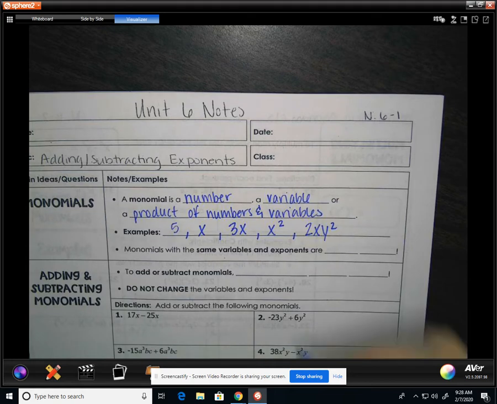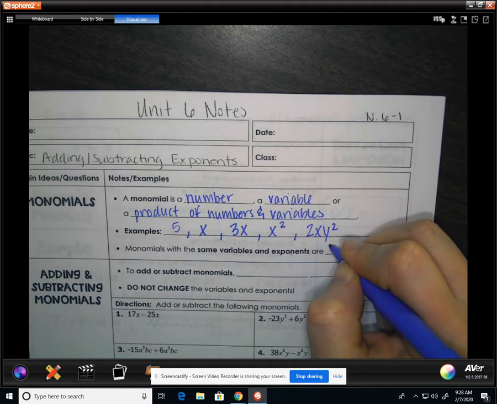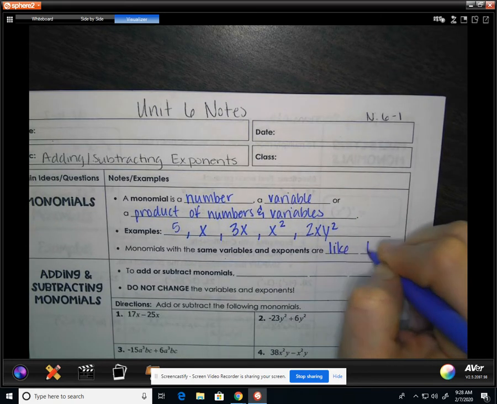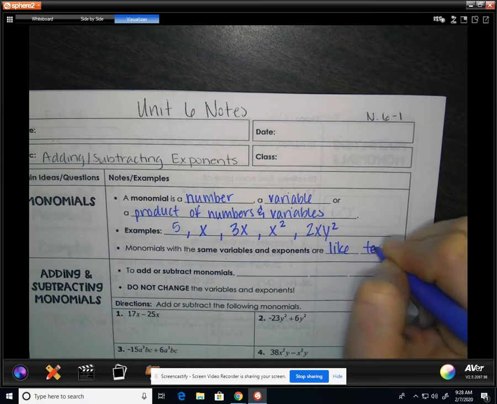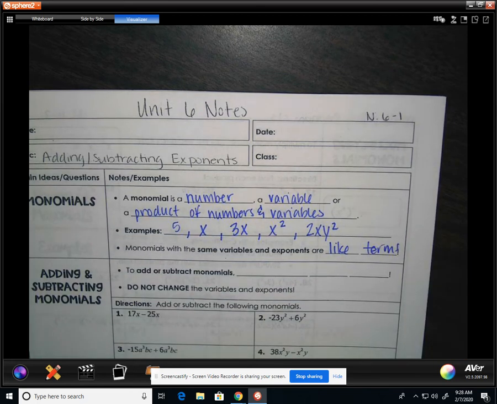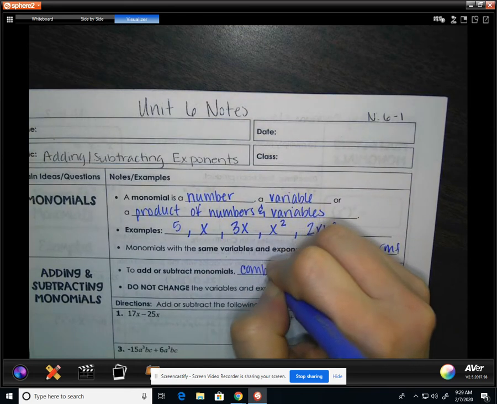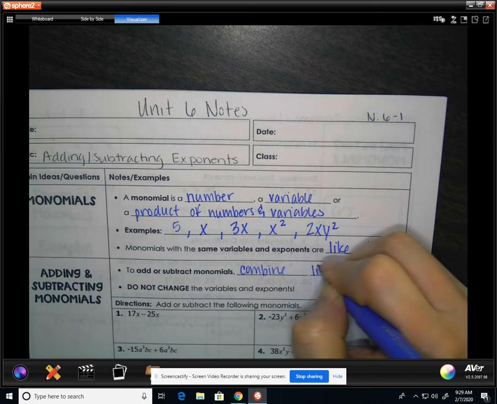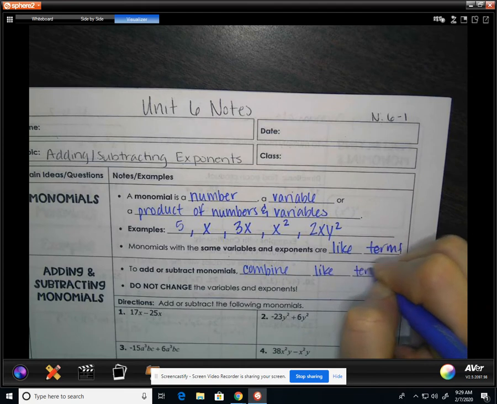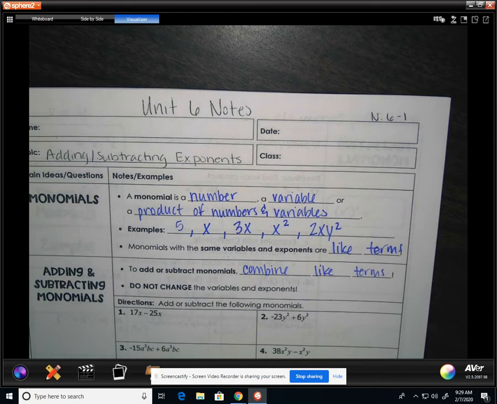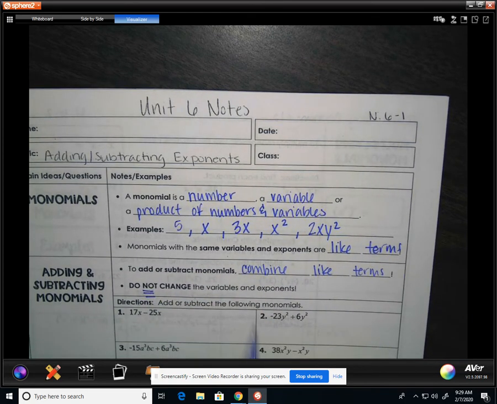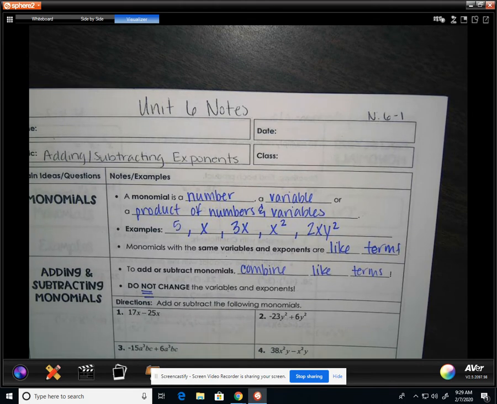So monomials with the same variables and exponents are like terms. To add or subtract monomials, you need to combine like terms. Okay, you do not change your variable or exponents.